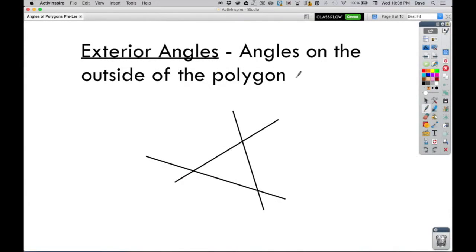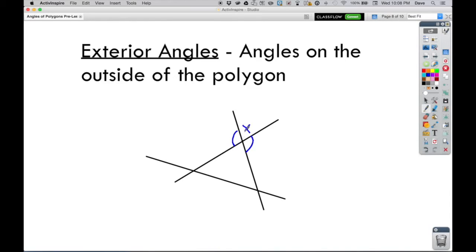Now, exterior angles is a little bit more complicated, so really pay attention to this one. Now, just like you'd expect, it's the angles on the outside of the polygon, but it's specifically the angles that are alongside the shape. So for example, here we've got this triangle. So there's this exterior angle that's on the side of the triangle, and there's a duplicate one over here.